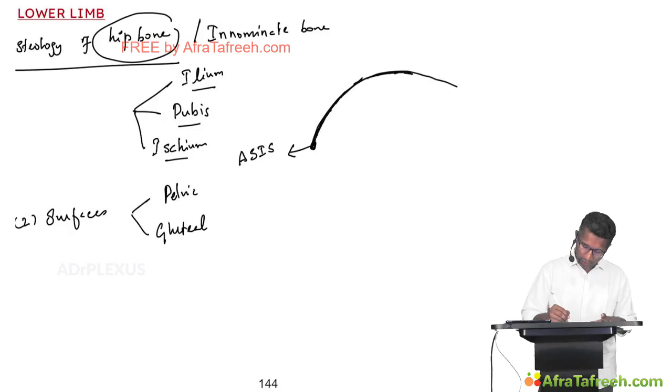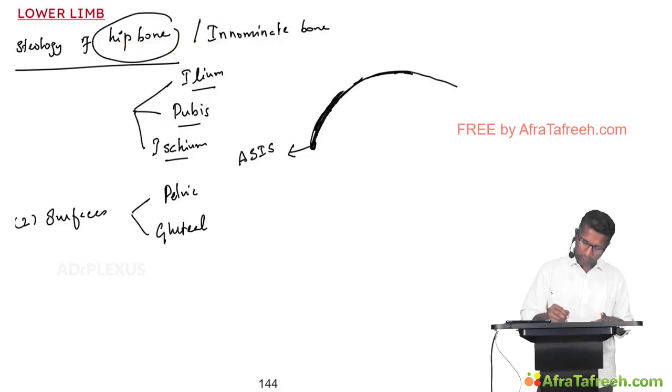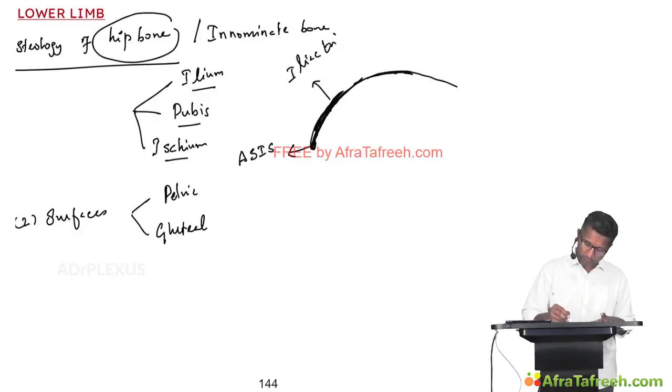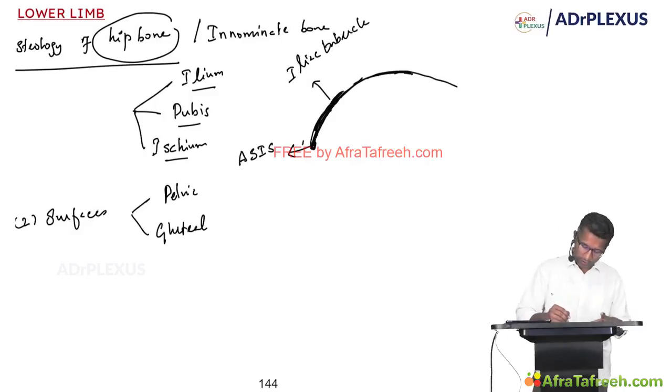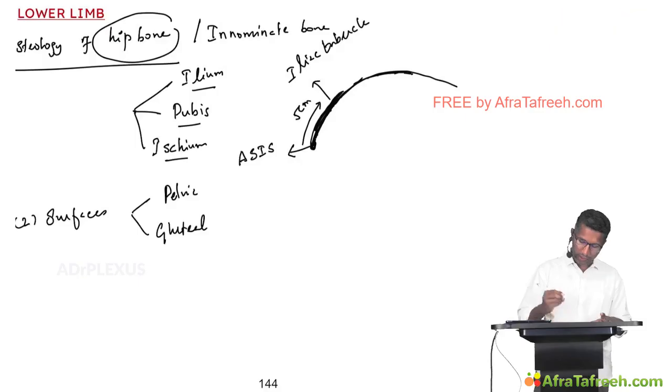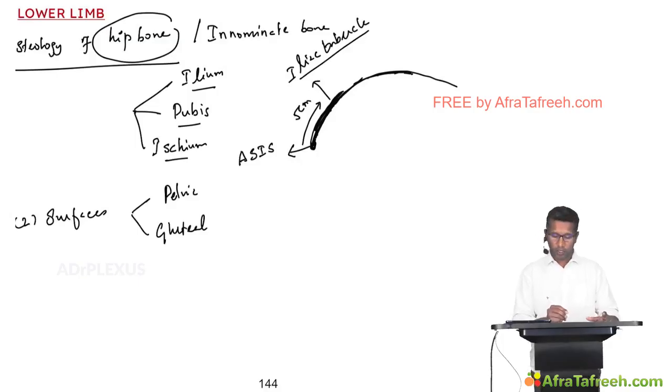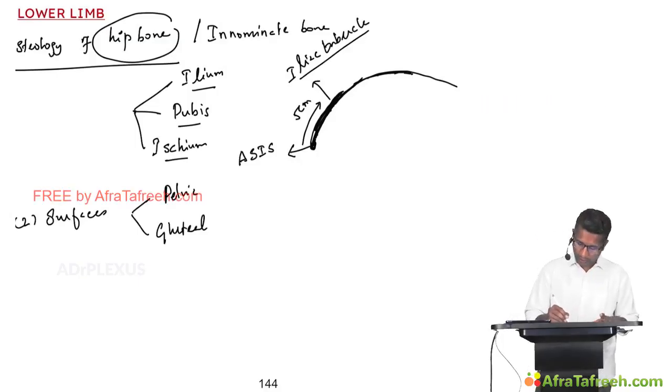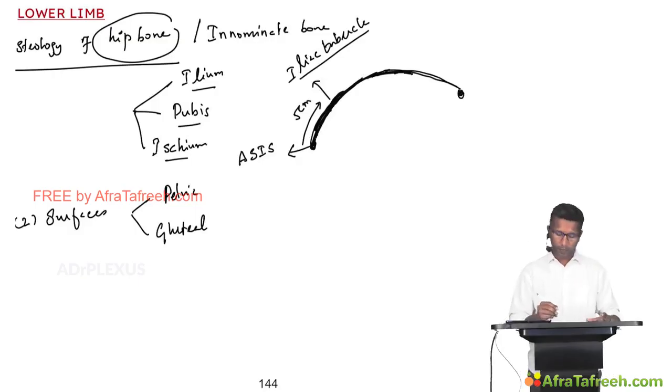If you go 5 centimeters behind the anterior superior iliac spine, you get an elevation. This elevation is called the iliac tubercle or iliac tuberosity. The iliac tubercle continues as the iliac crest, and it finally ends at the posterior superior iliac spine.